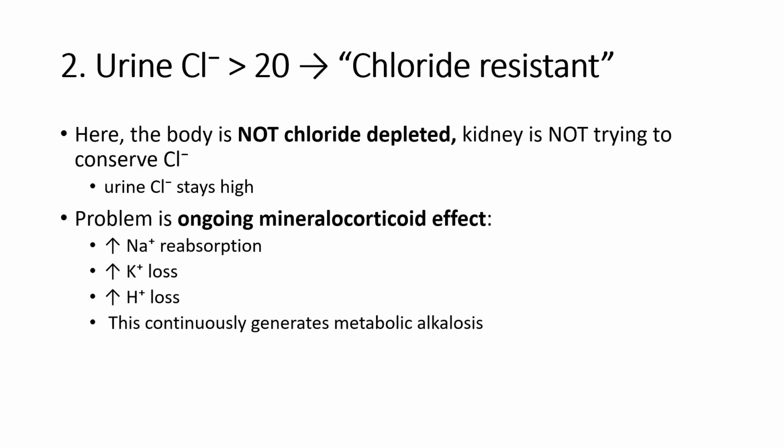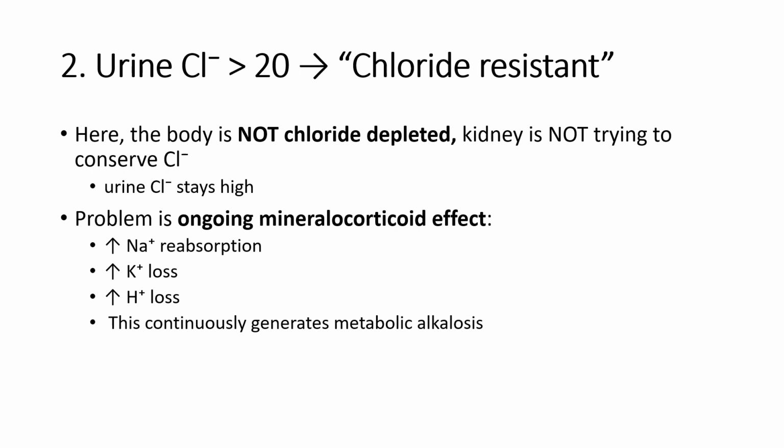Now, if the urinary chloride is more than 20, then it indicates that the kidney is not trying to conserve chloride, or the body is chloride resistant. The urinary chloride is staying high. So the problem is mineralocorticoid effect. Either it could be due to aldosterone or some glucocorticoid like in Cushing's.